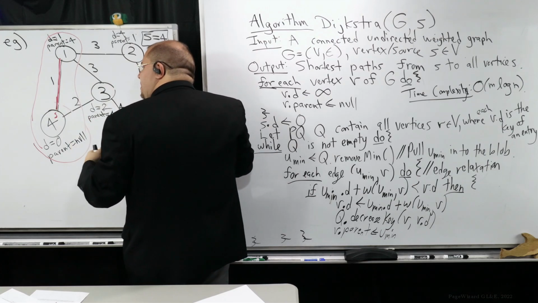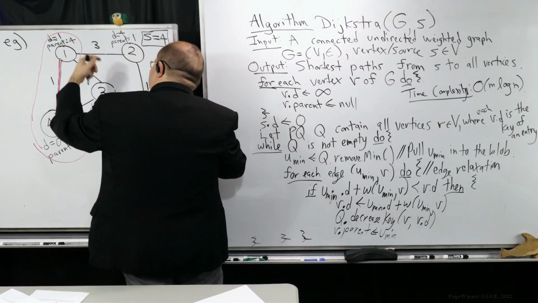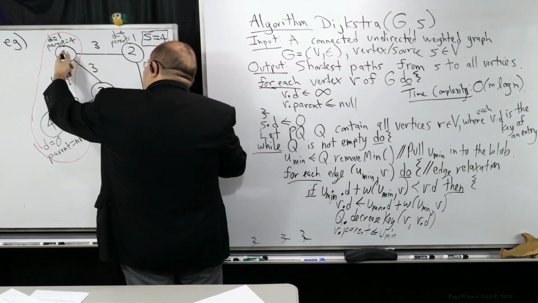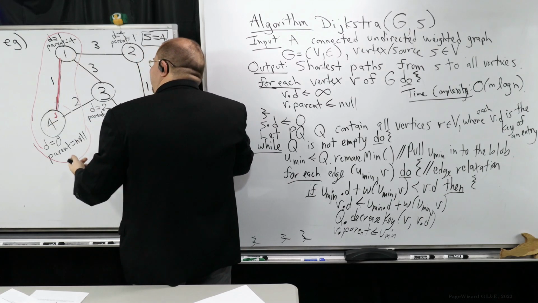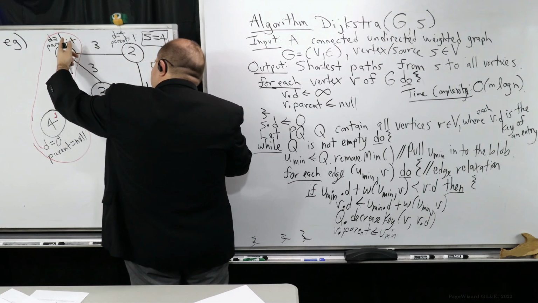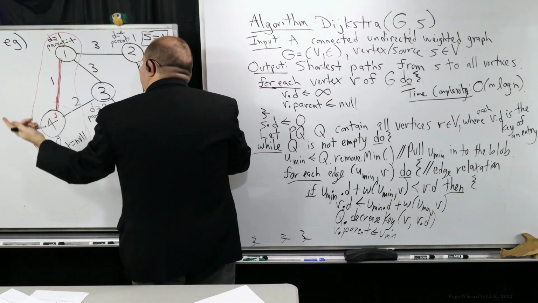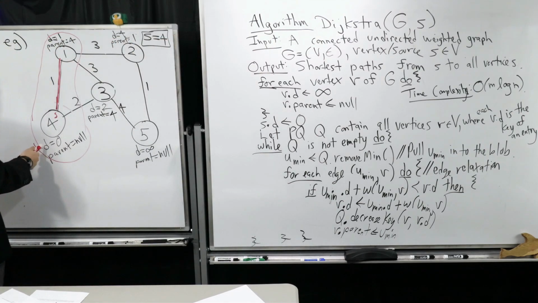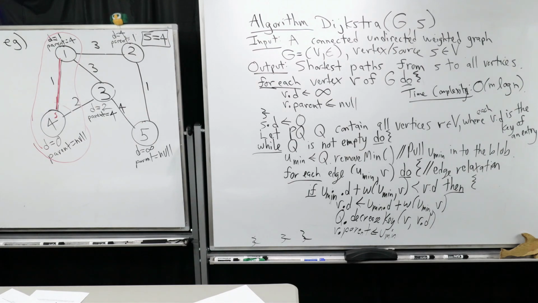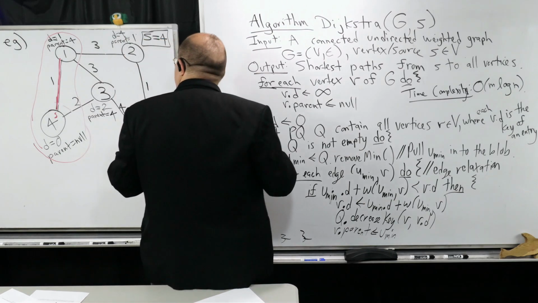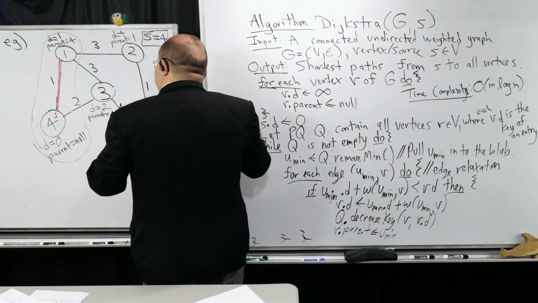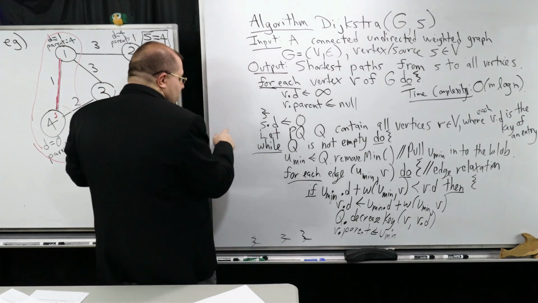Do you see that? Because this was the one with the smallest d value at that time, I wouldn't relax this edge again, right? It would be 1 plus 1, which is larger than this one, because this would have been either the same or smaller before that. Why? Because it was closer to the mouth of the blob, right? So that completes that iteration of this while loop.